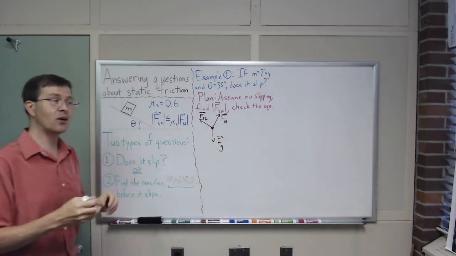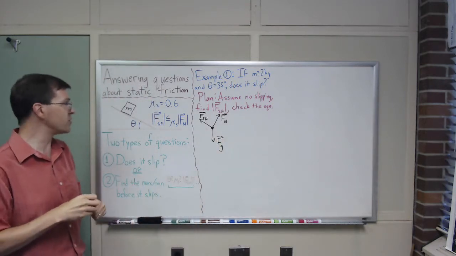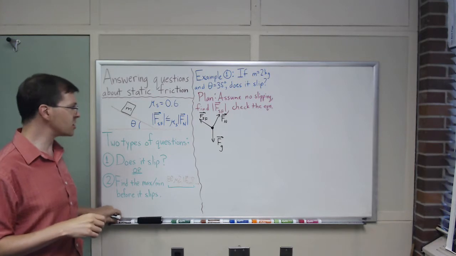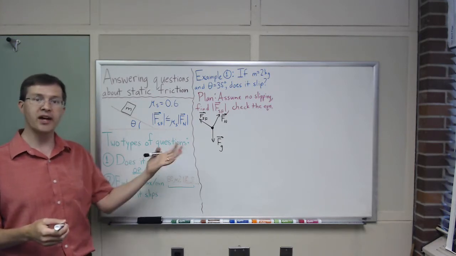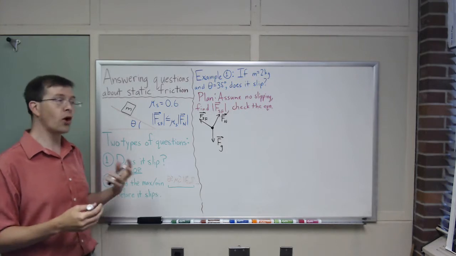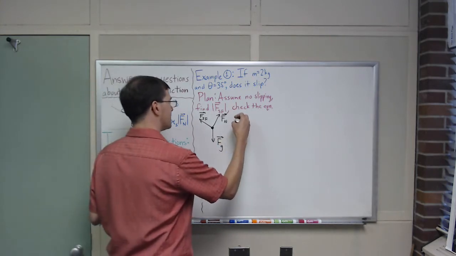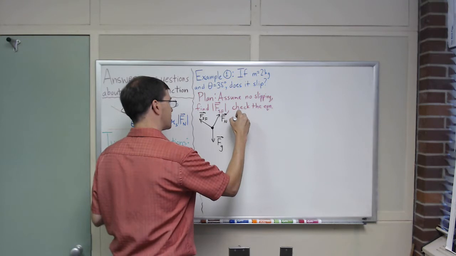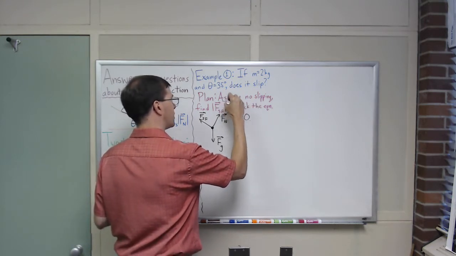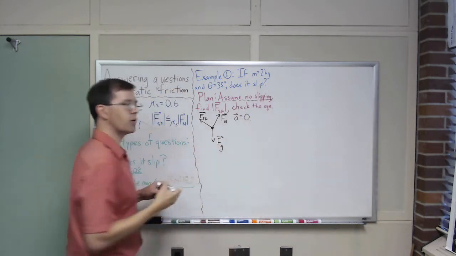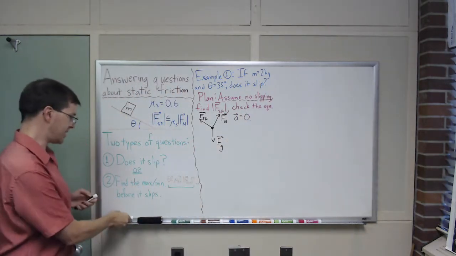Got that? And on my free body diagrams, when I do these, I always, in addition to the force vectors off to the side, either draw the acceleration vector that I expect, or write down, as in this case, acceleration equals 0. Because I'm assuming no slipping. And so acceleration is 0 in that case. It's going to stay still.